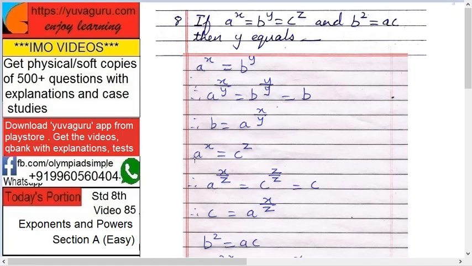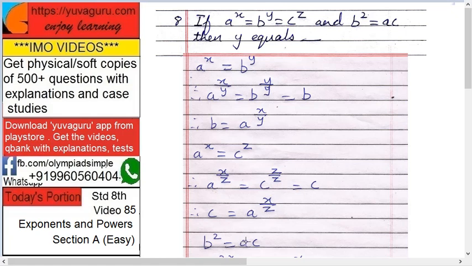Now similarly for z, a raised to x equals c raised to z. So a raised to x upon z equals c raised to z upon z equals c. Therefore c equals a raised to x upon z. Okay. Now we have got b in terms of a raised to x upon y and c in terms of a raised to x upon z.